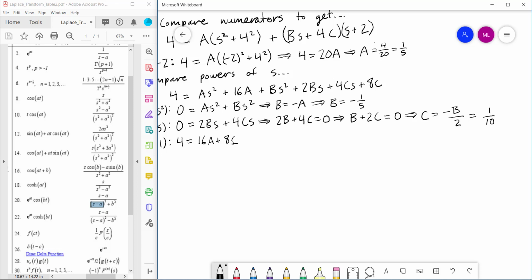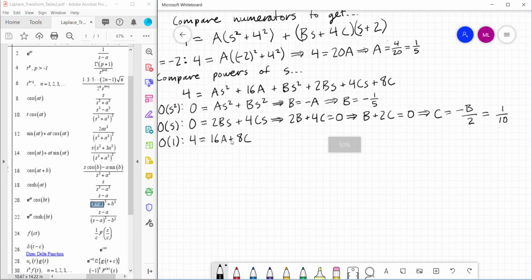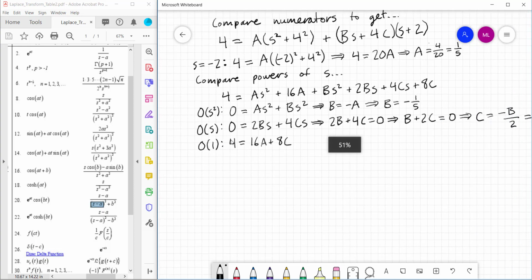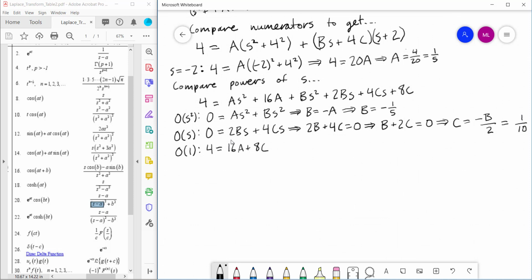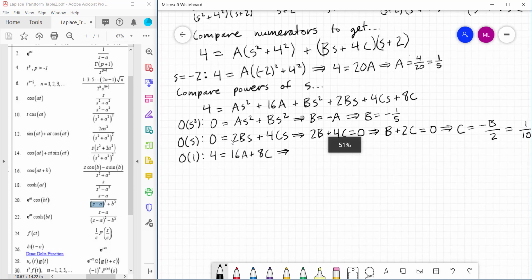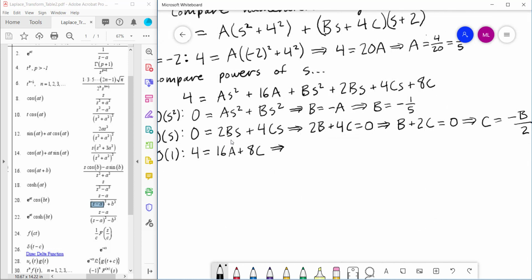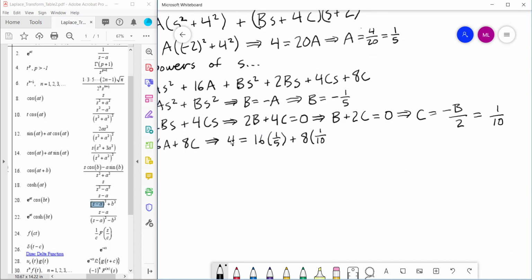If we want, we can come down and verify. Maybe this will just reassure us that we didn't make any algebra mistakes, but this step is totally unnecessary. We've already used 3 separate equations to solve for our 3 unknowns. But if we want to be extra confident, let's just verify that this works out. That 4 is indeed equal to 16 times a, which was 1/5, plus 8 times c, which was, what was it, 1/10? Yes, positive 1/10.